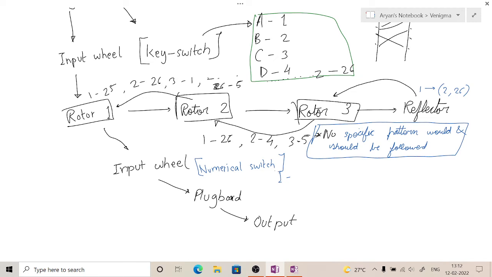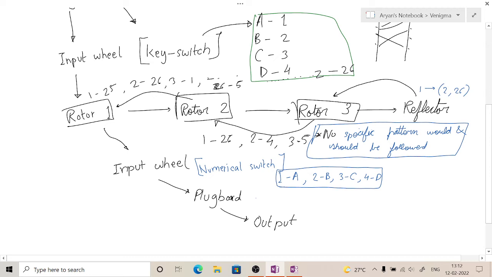So this is where the input wheel, which would be doing the second job by becoming the numerical switch. Here it would be changing numbers to their respective letters, such as 1 is equal to A, 2 is equal to B, 3 is equal to C, 4 is equal to D, just the opposite of how the key switch worked. So this is how it is going to work.